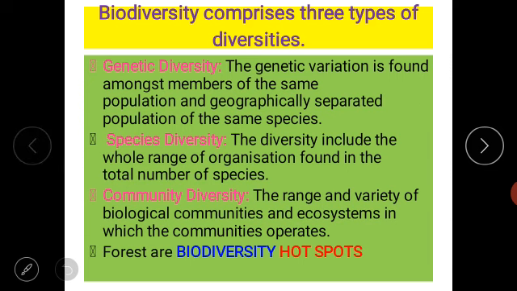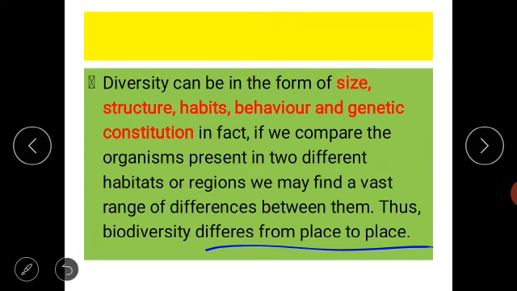Why does it differ from place to place? Because different places have different environmental conditions, and depending upon those conditions, organisms adapt themselves according to the environment, and they adopt new characters in their body, so it gives rise to biodiversity.